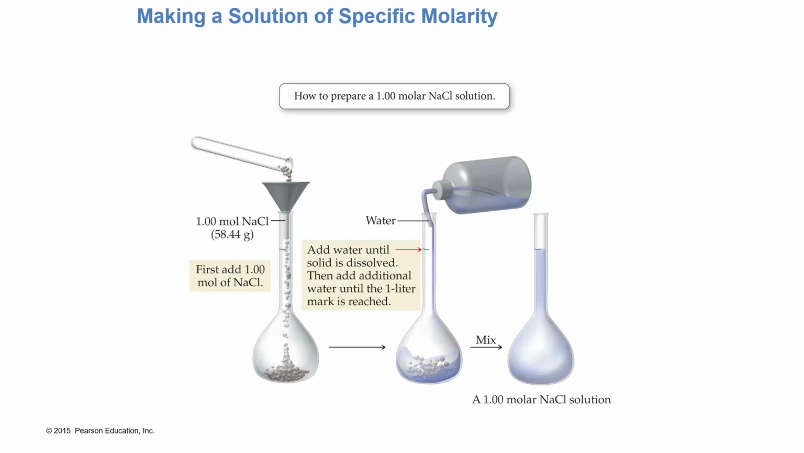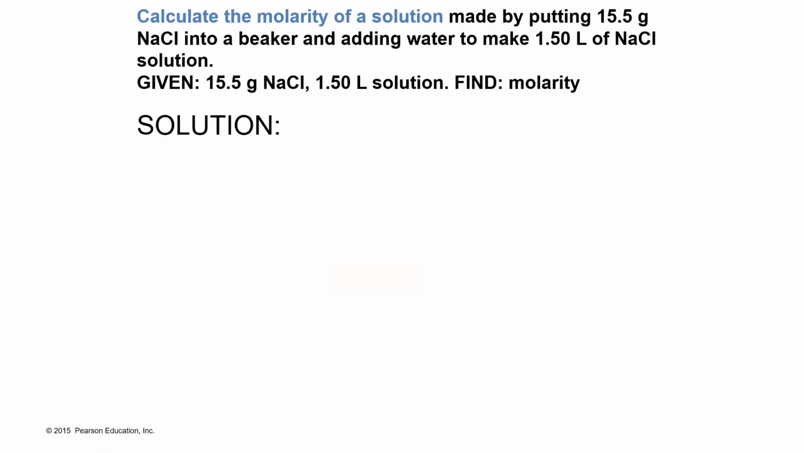So how to prepare a 1 molar sodium chloride solution? First, you're going to add the solid, and then you're going to fill water up to the 1 liter point. So calculate the molarity of a solution made by putting 15.5 grams of sodium chloride into a beaker and adding water to make 1.5 liters of sodium chloride solution. Given 15.5 grams and 1.5 liters, find molarity.